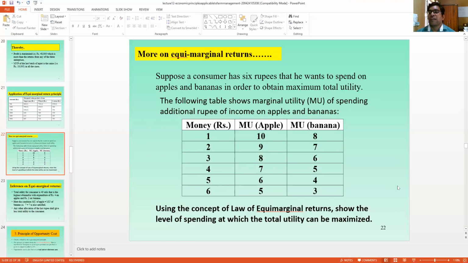In this way, a consumer or a farmer can maximize satisfaction or maximize profit respectively. So this is what is called the equi-marginal principle, where the marginal returns or marginal utility or marginal value of product should be equal in all cases, so that the profit or consumer satisfaction gets increased accordingly. Okay.